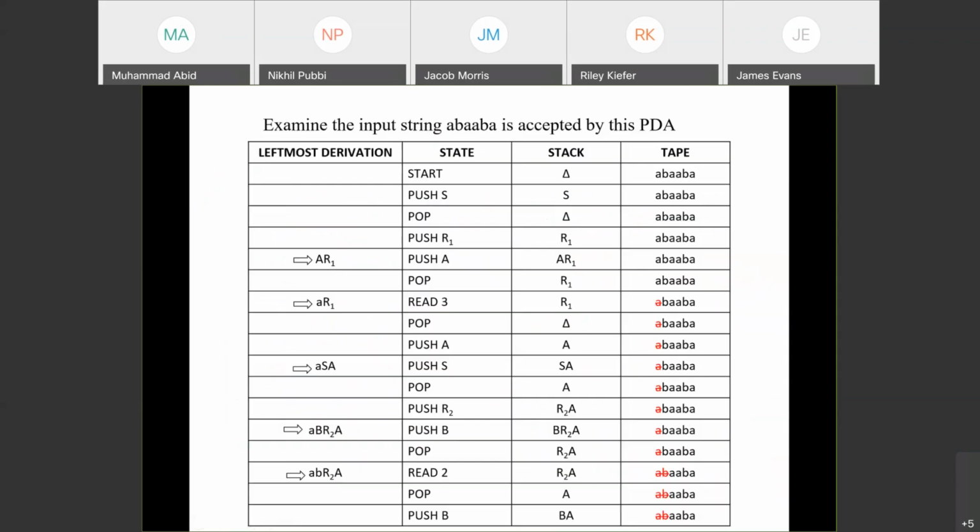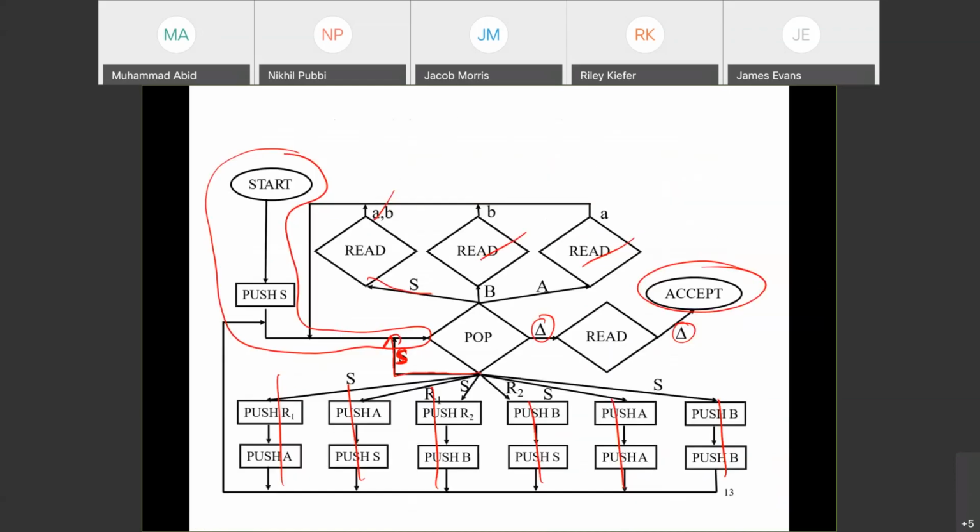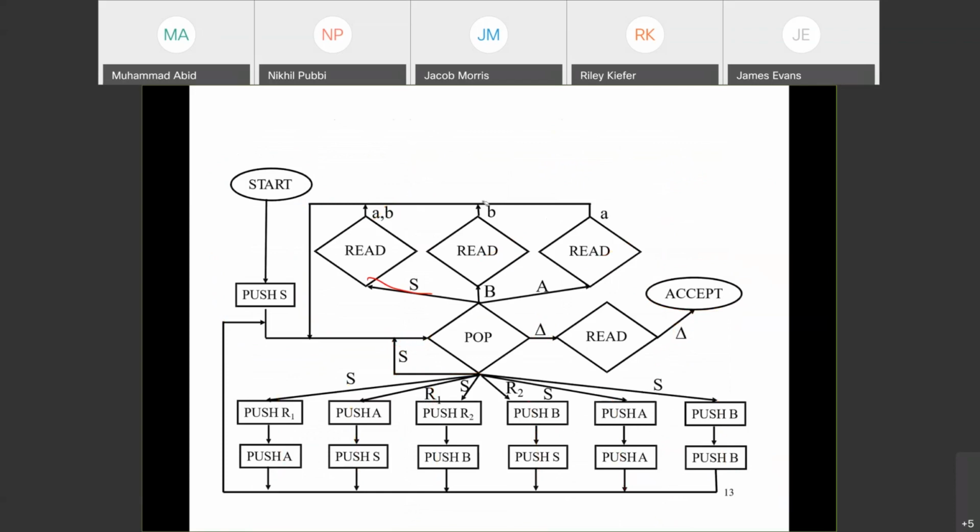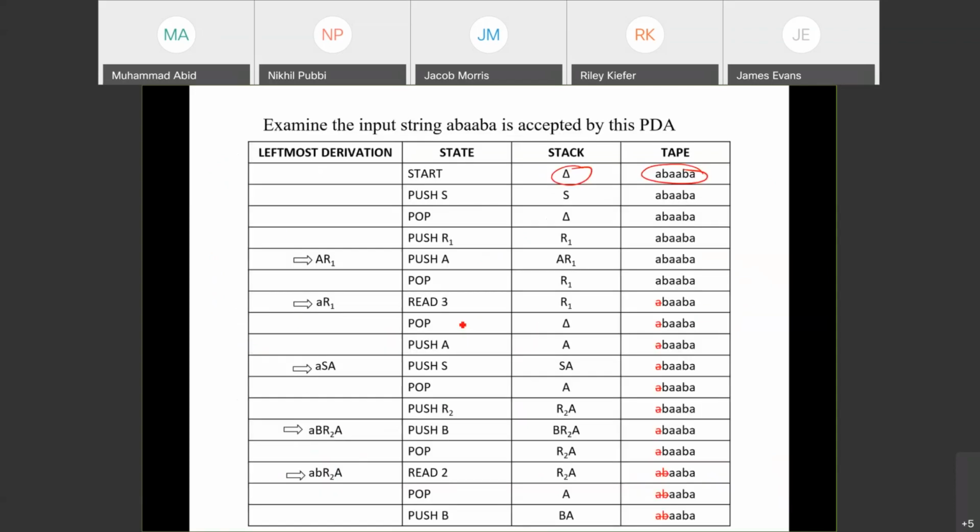Then we have again, this is non-deterministic. We need to perform this dry run. Let's say we have this word in our tape and our stack is empty, and we start. So we just follow the instructions, how this design is, and then we do the dry run here, perform these operations and create a table, and we can see how we can end up with this word.